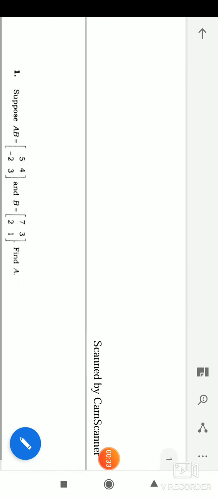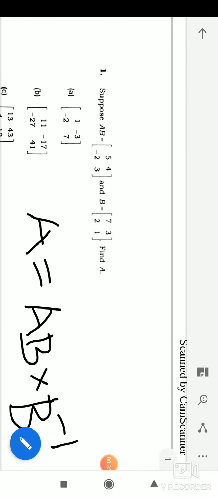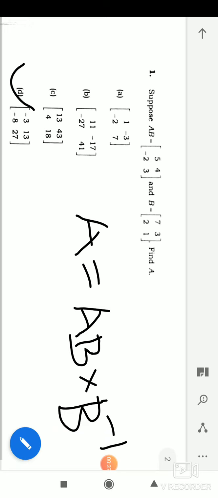Now coming to the question. The first question is: suppose AB matrix equals 5 4 minus 2 3 and B equals 7 3 2 1. Then the question is to find the value of A. As we know, from AB and the value of B we can find A, that is AB divided by B equals A.